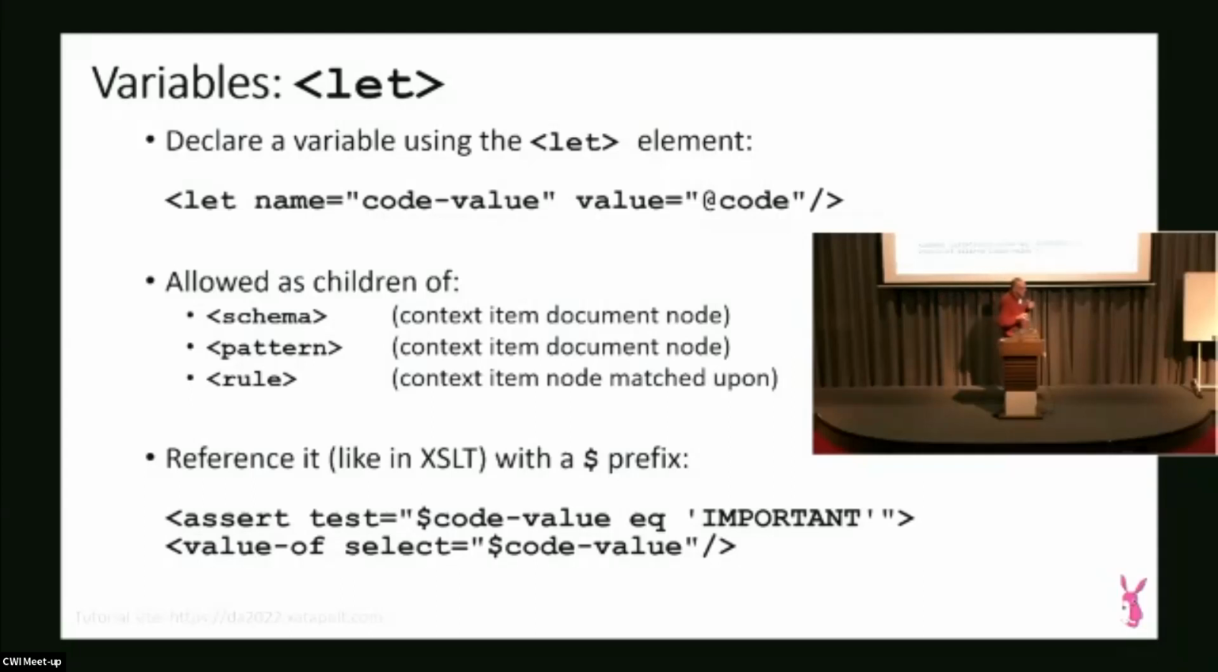In a rule, you have a context item, which is where the rule fired. You reference a variable with a dollar prefix, like in XSLT. For XSLT programmers, that will not be a surprise. And you can use them anywhere in your XPath expressions. So that's actually all there is about variables. They're useful because you can do complex computations only once if you need the value twice. You can also create variables for magic values, which documents your schema, things like that.